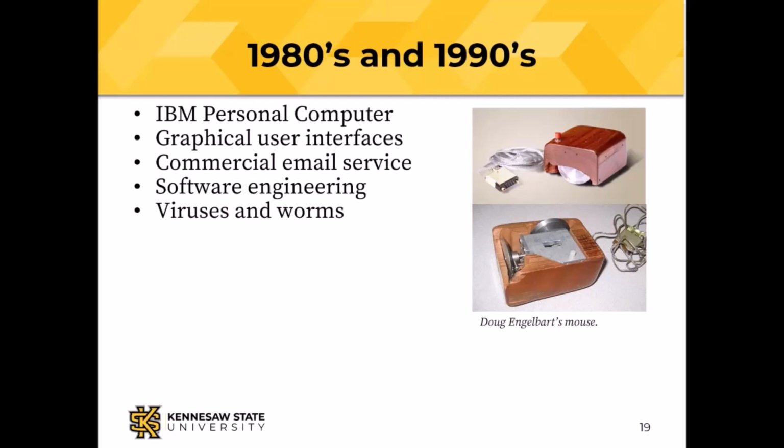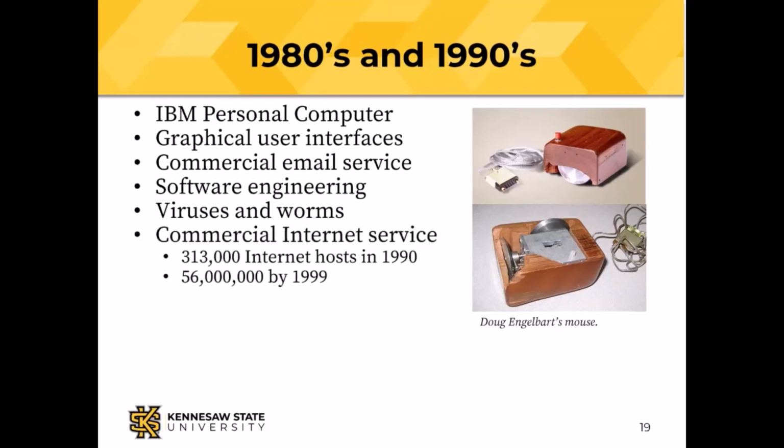Malicious software began circulating around in the 80s. Commercial internet service by 1990 or so. By 1999, there were 56 million computers on the internet. The National Center for Supercomputing Applications at the University of Illinois invented this thing called Mosaic. Tim Berners-Lee invented the World Wide Web in 1989. Mosaic was the first web browser that could display pictures. And all of a sudden, you could put your pictures of cats on the World Wide Web, which was not possible before then.